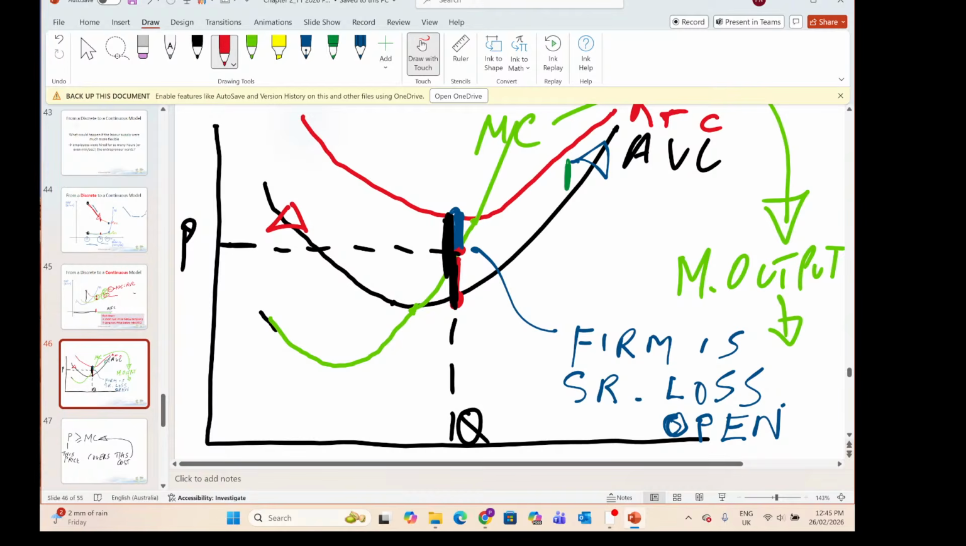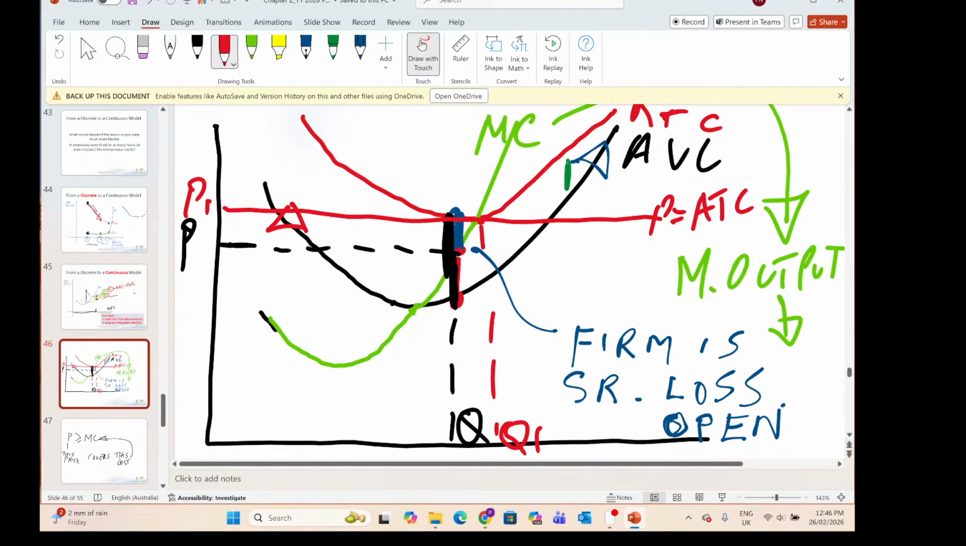Now, what if the price was here, right? This is P1. What's going on there? Well, at this point, that price is now equal to the total cost curve. In other words, it's breaking even. This is the break-even point. The firm is breaking even, and this firm is not going to produce at Q anymore. This firm is now going to produce at Q1, and it's breaking even.